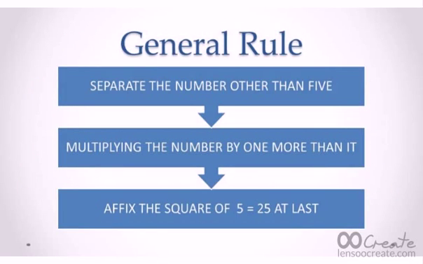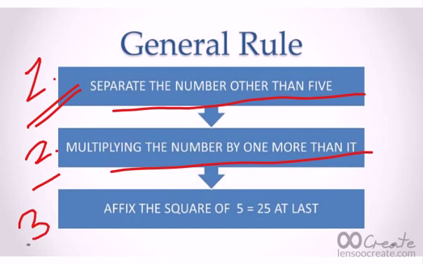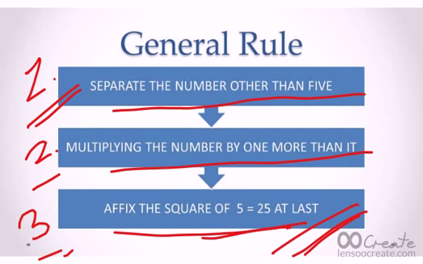Let's look into the general rule for squaring a number ending in 5. Step 1: separate the number other than 5. Step 2: multiply the number by one more than itself. Step 3: affix the square of 5, that is 25, at the end of the product.